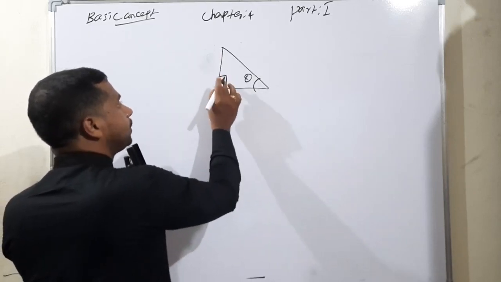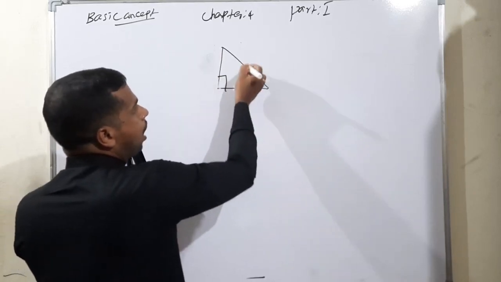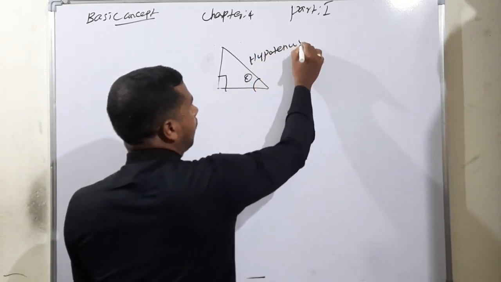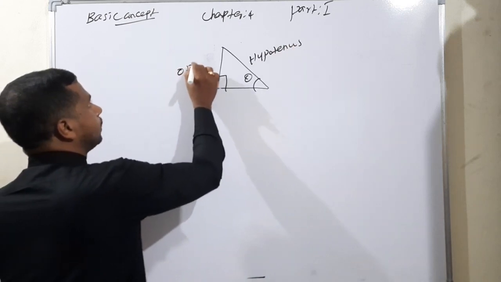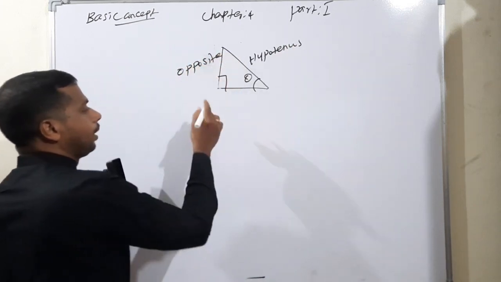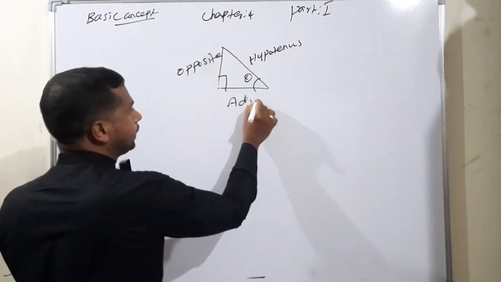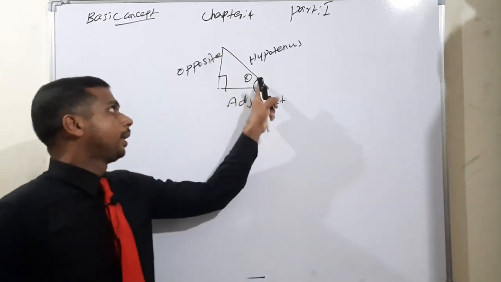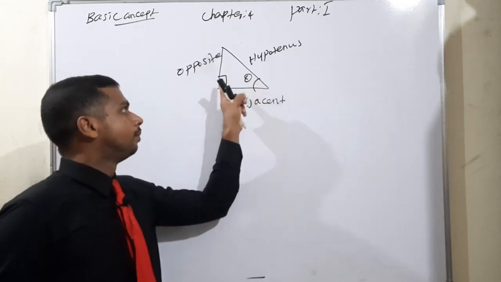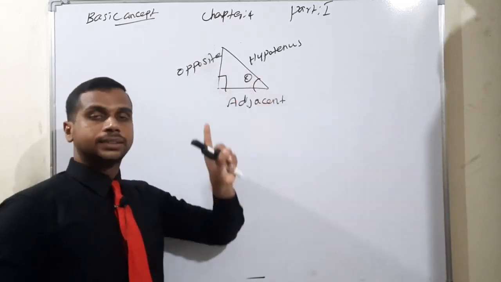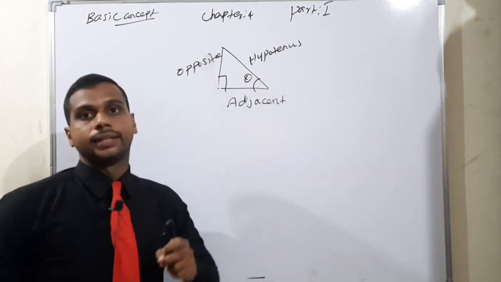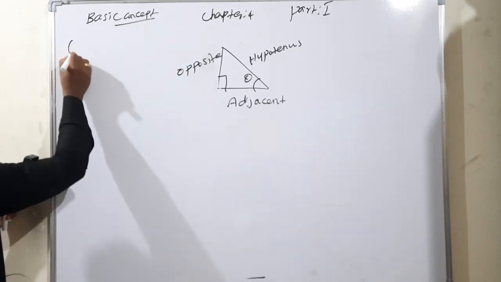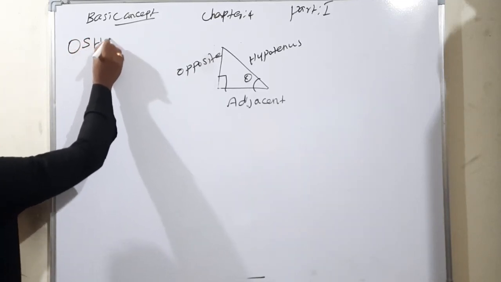Then the opposite of the right angle, this is the right angle symbol. The opposite of the right angle is called the hypotenuse. Okay, this is called the hypotenuse. This is called opposite. Okay, the remaining one side is called adjacent. So three sides. The side opposite the angle is called the opposite side, the side opposite the right angle is called the hypotenuse, the remaining side is called adjacent.